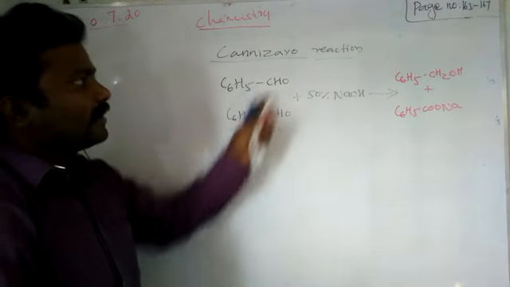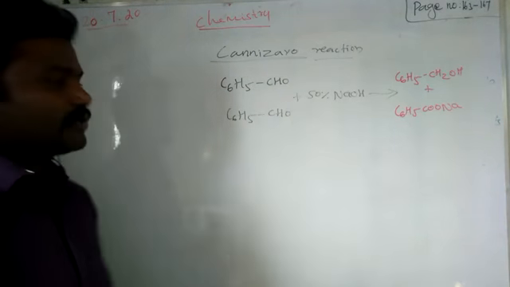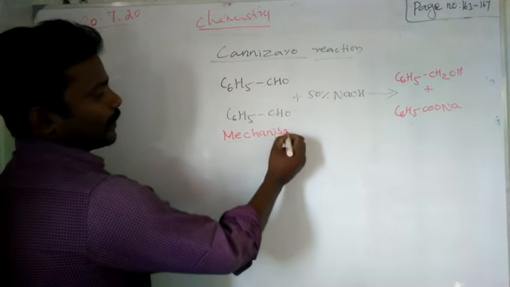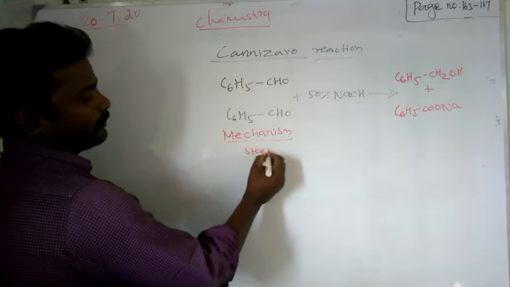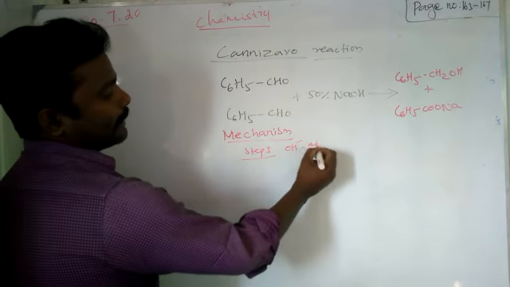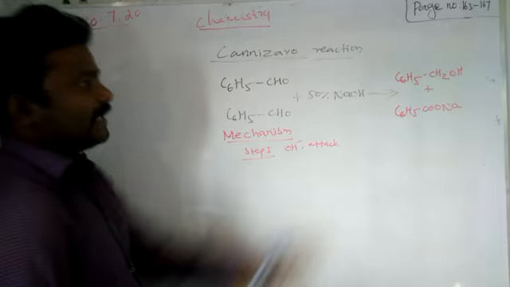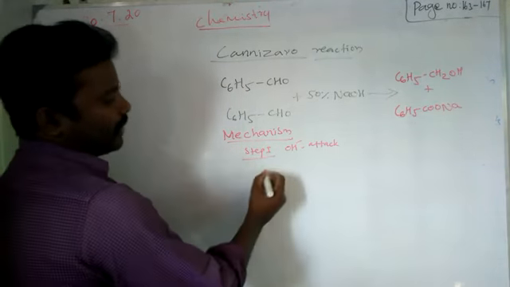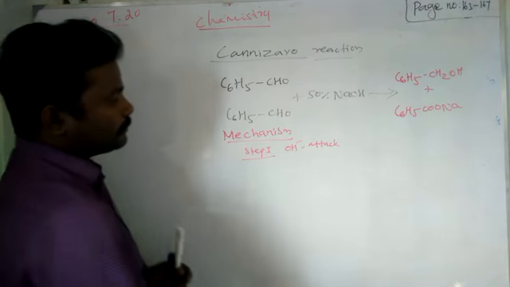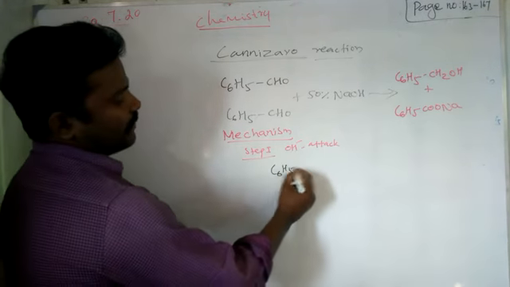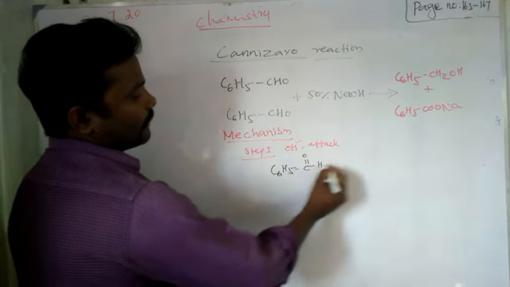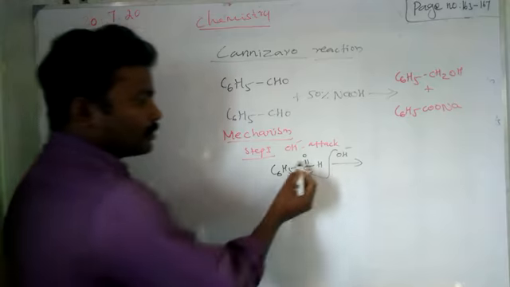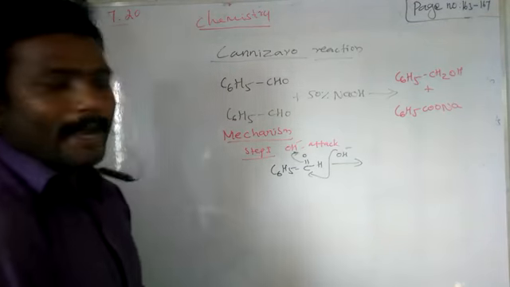But special case, we have the mechanism for this Cannizzaro reaction. So we have 3 steps. Step 1, OH attack. OH means from the base, OH minus will come, that base will attack the benzaldehyde. C6H5 C double bond O H. Now OH will attack this carbonyl carbon. So the double bond will shift to O minus.